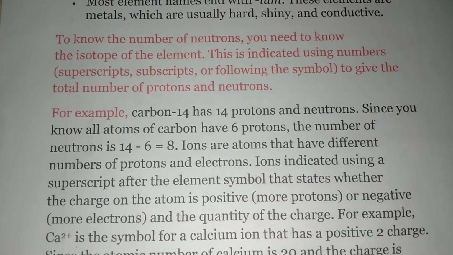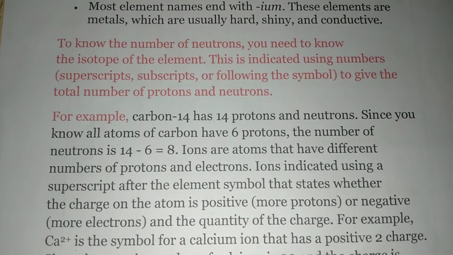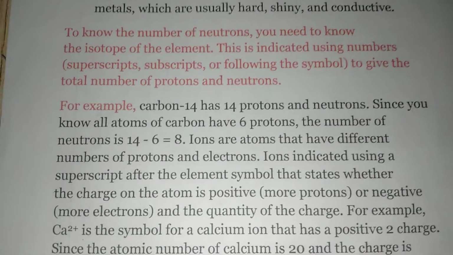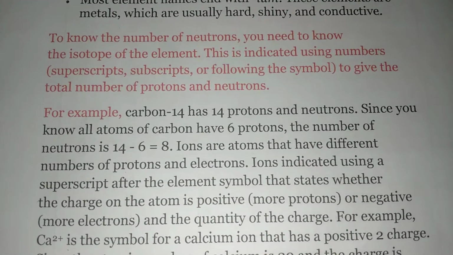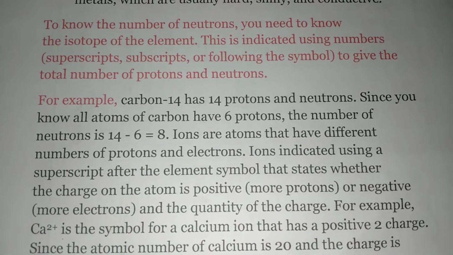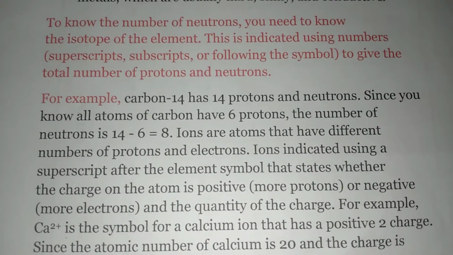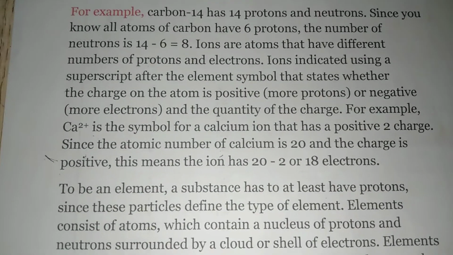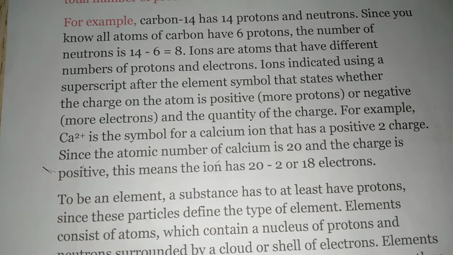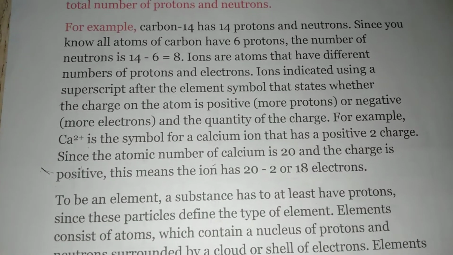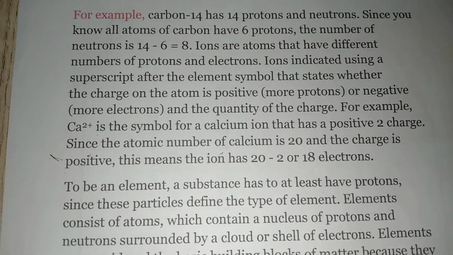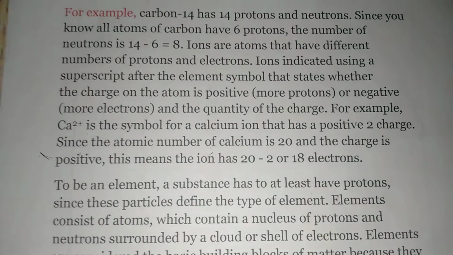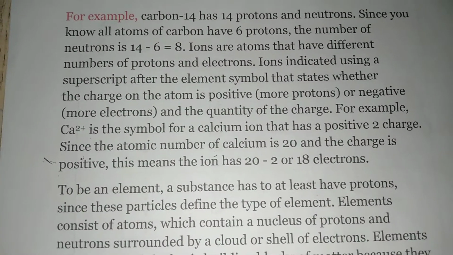To know the number of neutrons, you need to know the isotope of the element. This is indicated using numbers. Superscripts before the symbols give the total number of protons and neutrons. For example, carbon-14 has 14 protons and neutrons. Since we know atoms of carbon have 6 protons, the number of neutrons is 14 minus 6, which is 8.